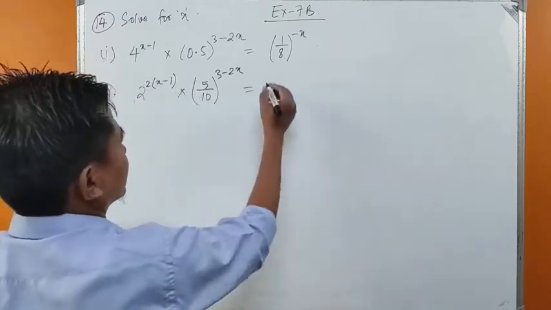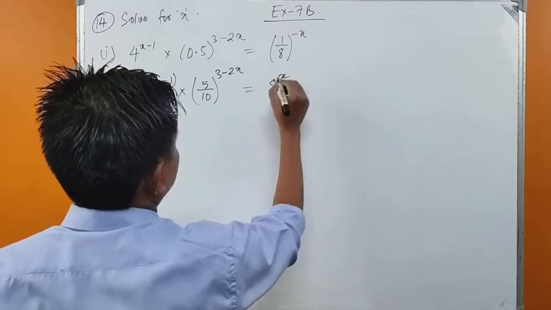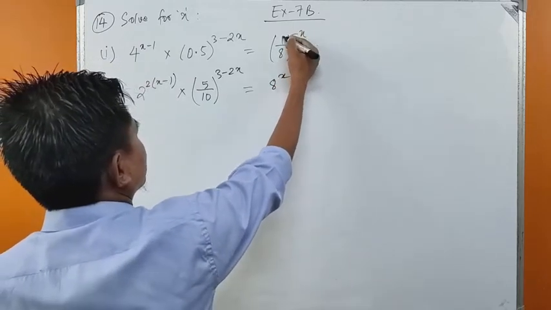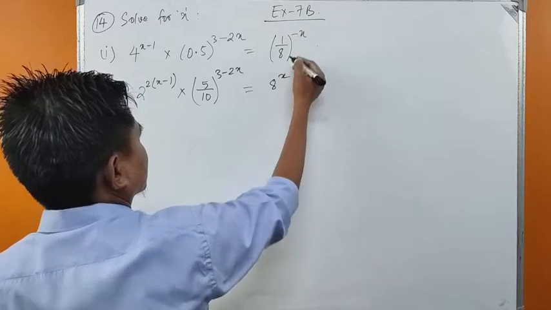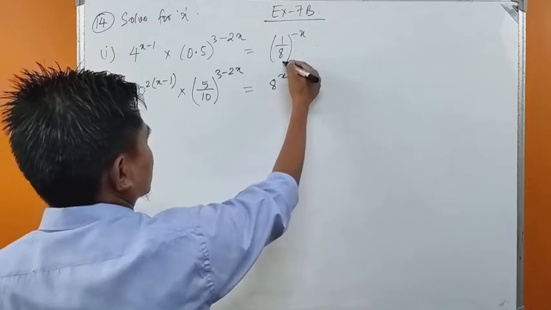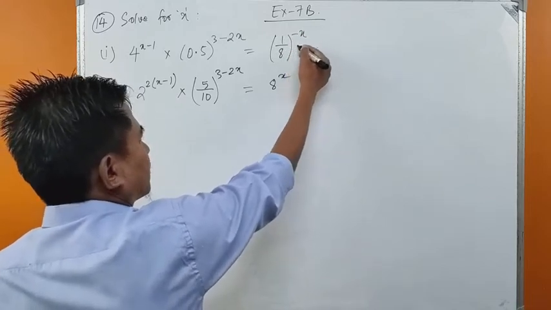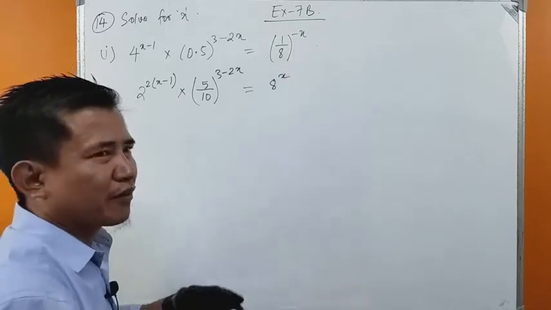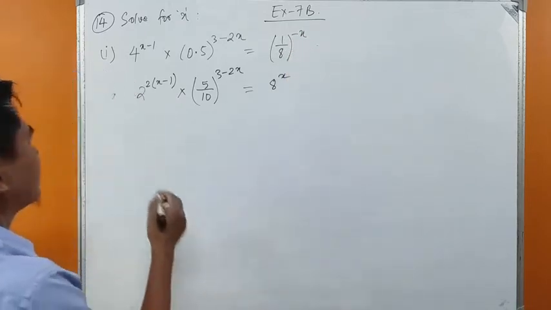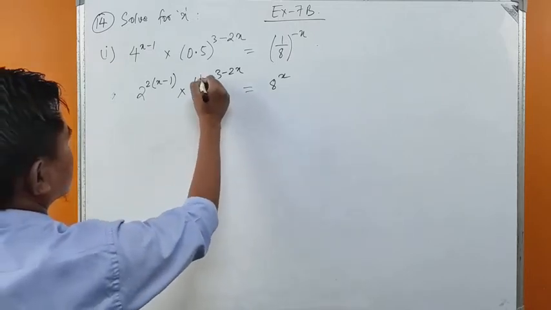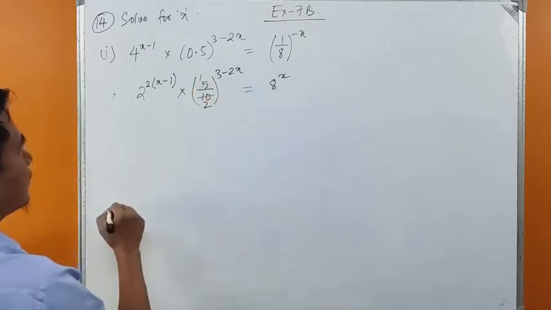So this means 8 to the power x. This 8 goes to the numerator, power minus x changes to plus x. 1 comes down to the denominator, the power changes to plus x. So 1 to the power x means 1. 1 to the power any number is always 1, okay.